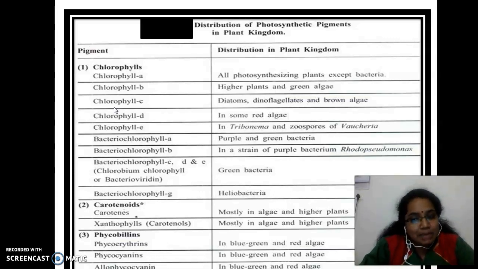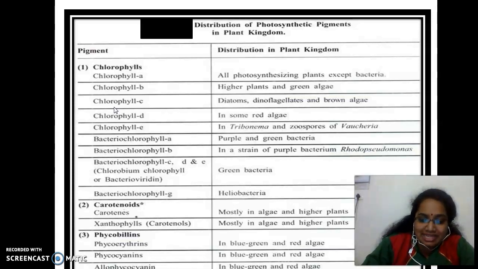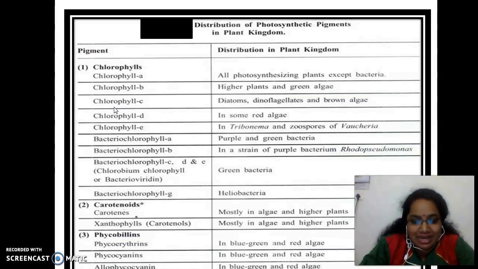The other photosynthetic pigments, including chlorophyll B, C, D, E, carotenoids and phycobilins, are called accessory pigments because they are not directly involved in the photochemical reaction. They can absorb light of different wavelengths and finally transfer it to chlorophyll A through electron spin resonance.